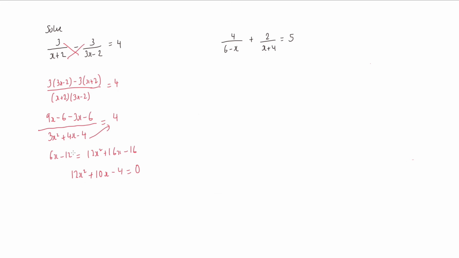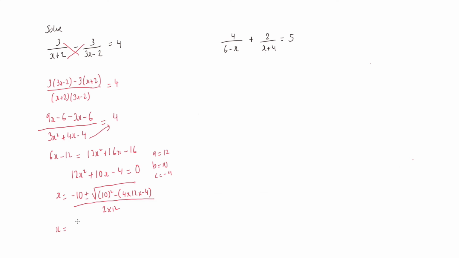Okay, so once you've got that, let's use the quadratic formula. So x is equal to, if I put this here, a is 12, b is 10, and c is minus 4. So if we put that in the formula, that's going to be minus 10 plus or minus square root of b squared, which is 10 squared, minus bracket 4 times 12 times minus 4, over 2a, which is 2 times 12.